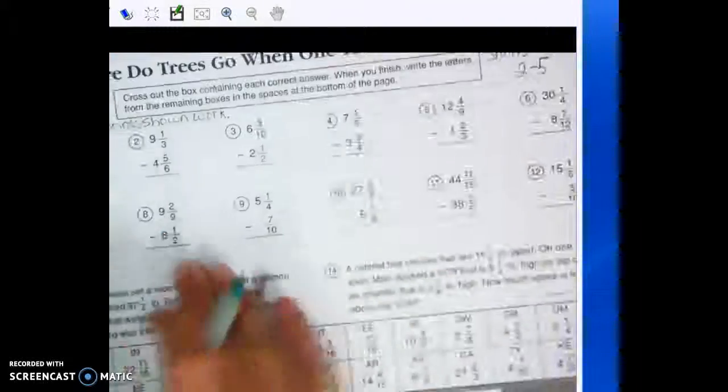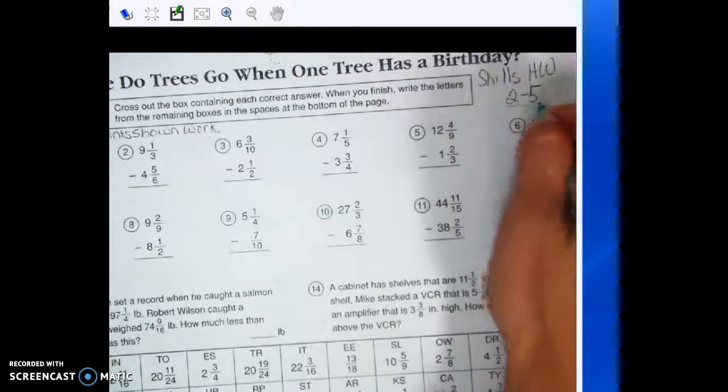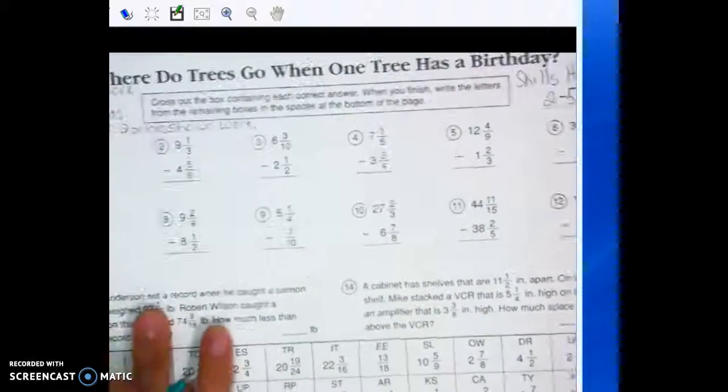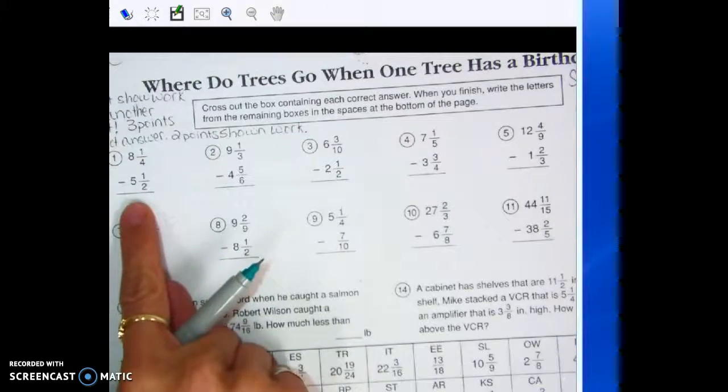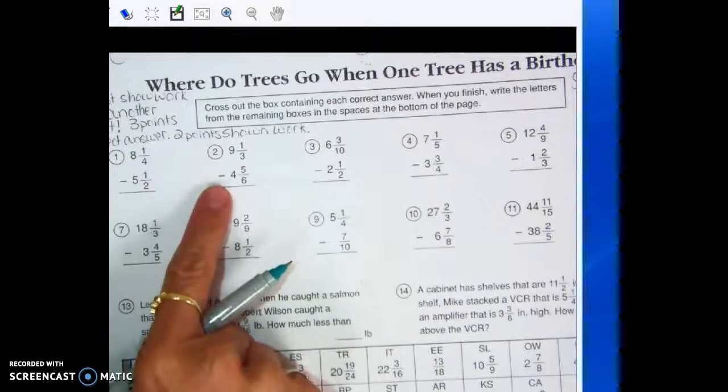All right, this is skills homework 2-5, so it is due on Thursday. I think in most of the classes we did number 1 together in class, so let's look at number 2. Let's practice on it.